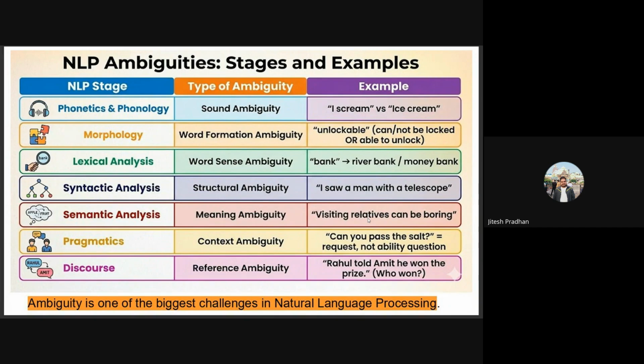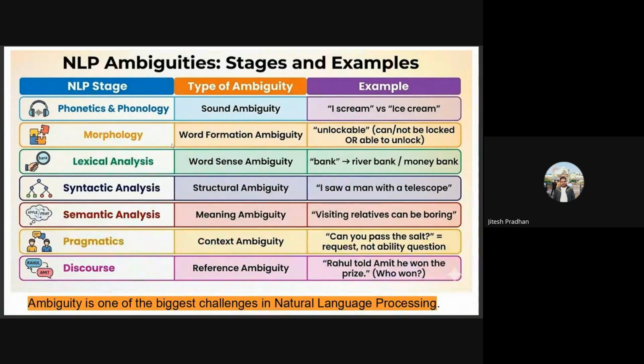Okay, now this word's meaning may be context dependent. How context dependent? We need to analyze the sentences coming before it and after it to determine the actual meaning. Which meaning will be accurate? I saw a man with a telescope: whether I used a telescope to see a man, or a man had a telescope and I saw him. These two meanings will be context dependent. So that's why NLP is very difficult.